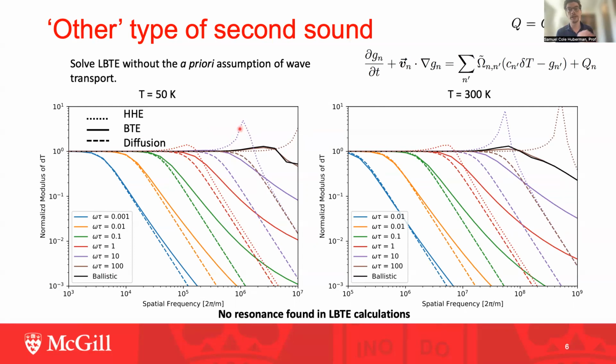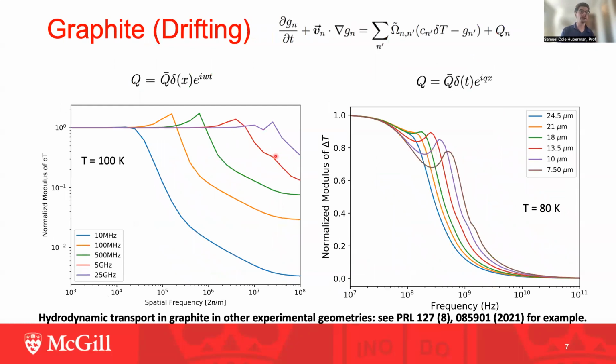Now let's look at a material wherein a second sound is expected to be observed, and what sort of predictions the LBT would make for this geometry for that material, being graphite. And indeed, if we use this geometry of a periodic source in time and a point source in space, we do see resonances in graphite at a temperature of 100 Kelvin for frequencies that are achievable in the FDTR geometry.